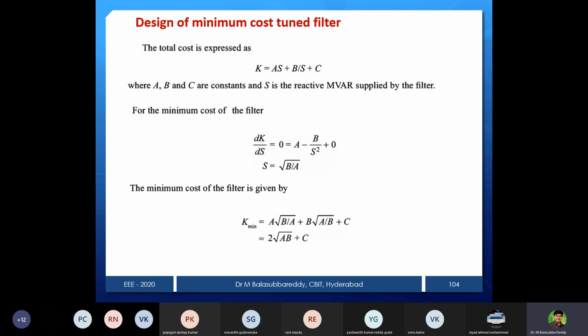And now for the minimum cost, we got the S value. You substitute the S value you derived into this equation, so wherever S is there, you replace it by root of B by A. Now what I get: K minimum is equal to A into S, where S is root B by A, plus B by S, which becomes root of A by B, plus C. If we simplify this, I get K minimum is equal to 2 root AB plus C.